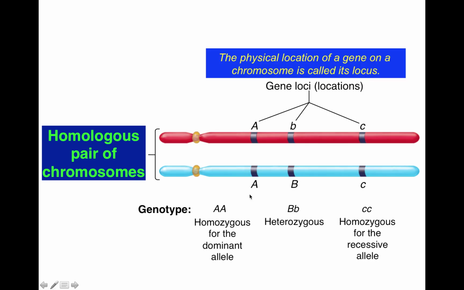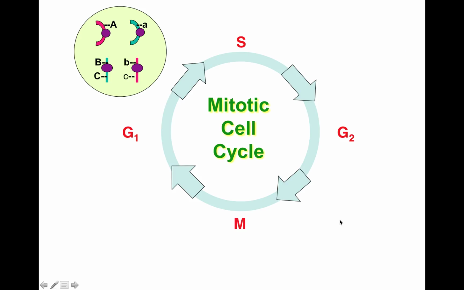This individual, you notice, has 2 dominant alleles for the A gene. It's homozygous for the dominant allele. It's heterozygous for alleles at the B gene. It has a dominant and a recessive allele. And it has 2 recessive alleles for the C gene, and so it's homozygous for the C gene as well.